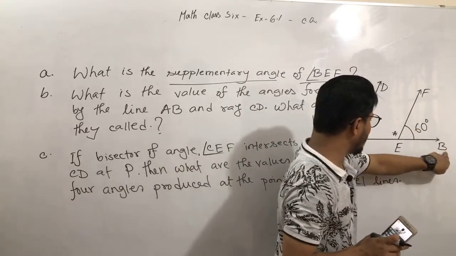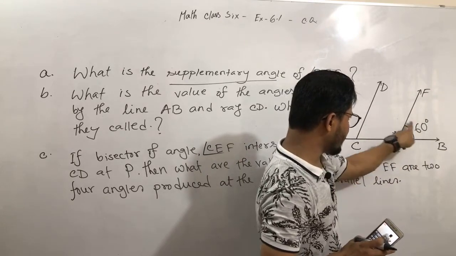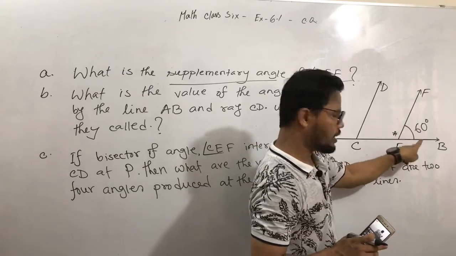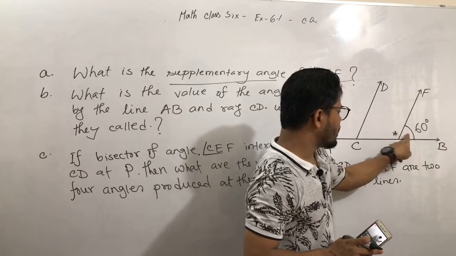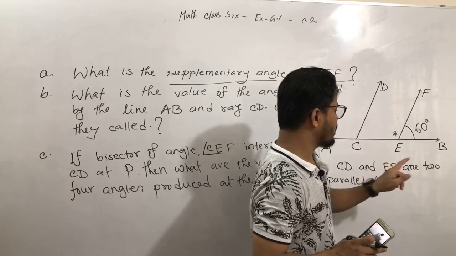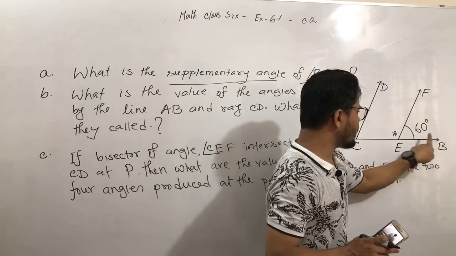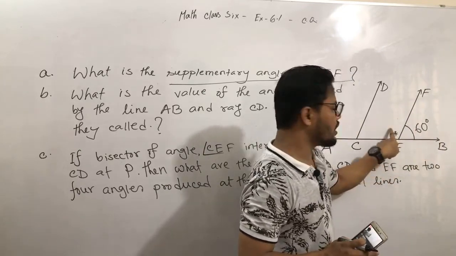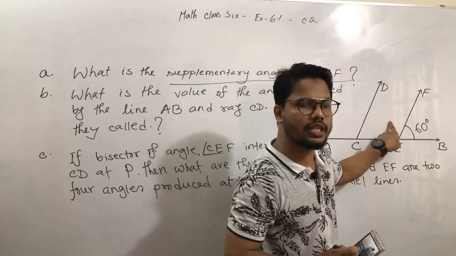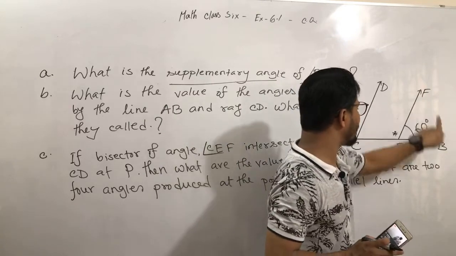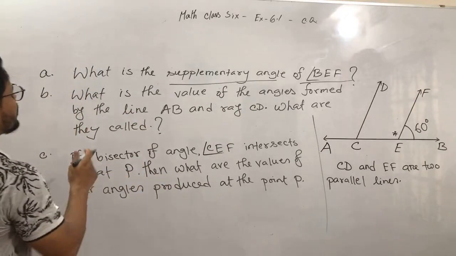So here at the point E, we can see a straight angle, that is 180 degree, and there are two angles at the point E. So FEB, if this one is 60 degree, the remaining one will be 180 minus 60, that is 120 degree, which is the supplementary angle of BEF. So our answer will be here, question A.